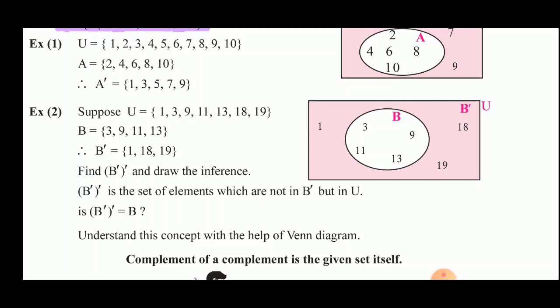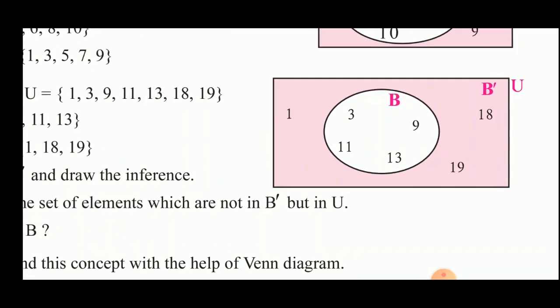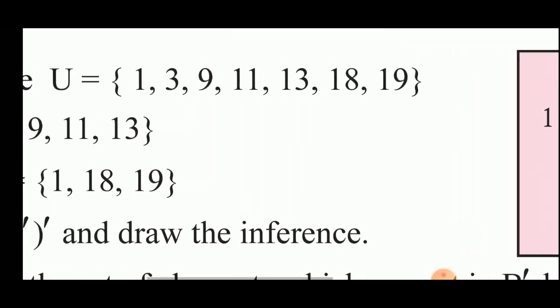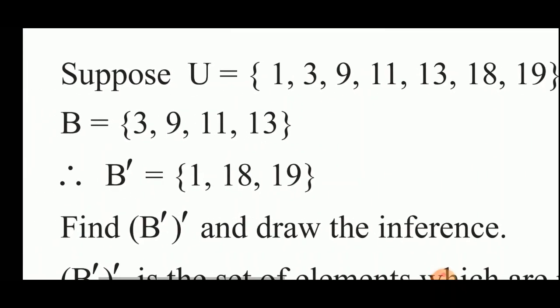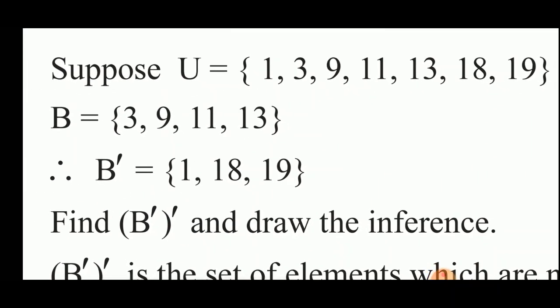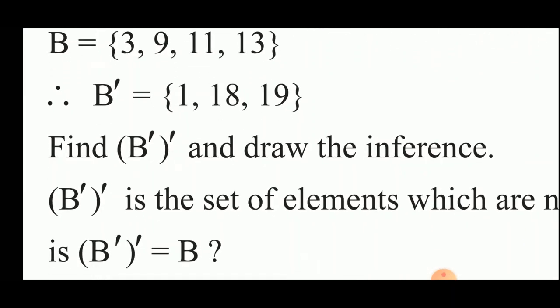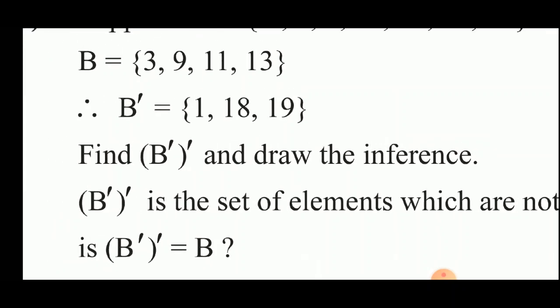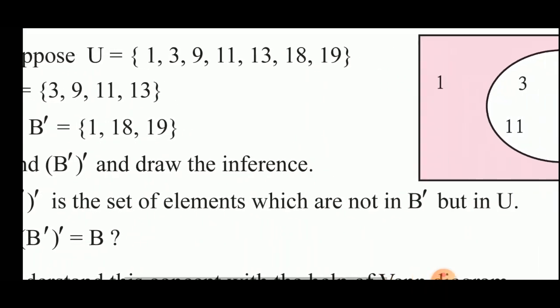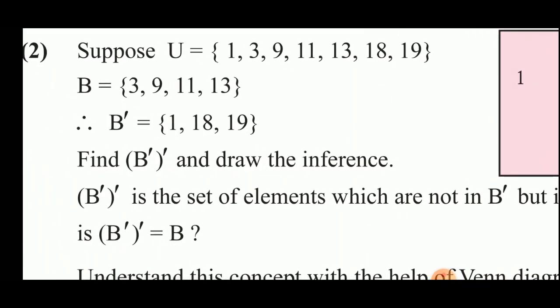Now consider another example. Universal set U has the elements 1, 3, 9, 11, 13, 18, 19. B is equal to 3, 9, 11, 13. B dash is equal to 1, 18, 19. Now see how to read this: find the complement of the set and draw the inferences. The complement of B dash is the elements which are not in B dash but in U. So is the complement of B dash equal to B?